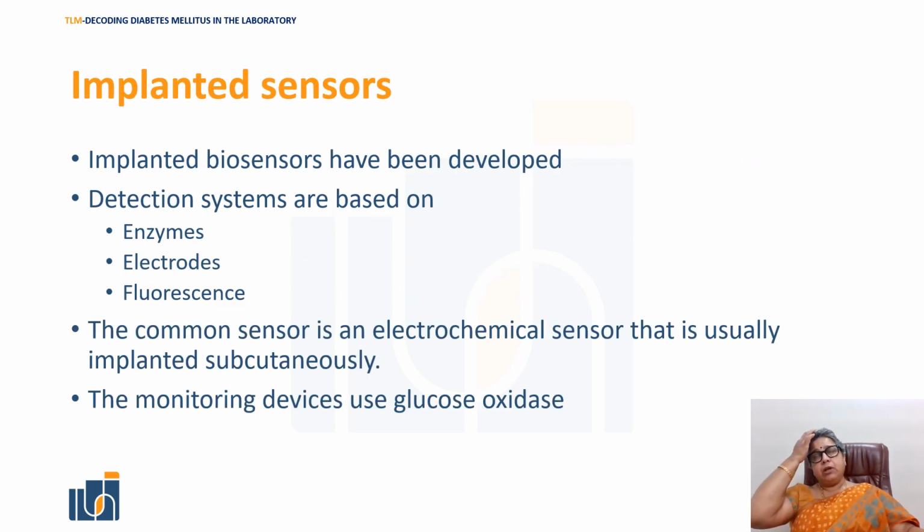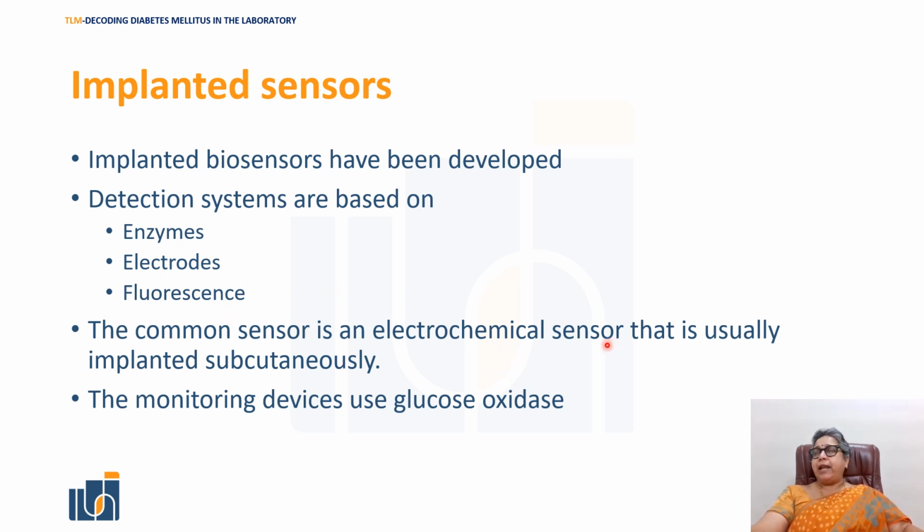Now we also know that we have what are called implanted sensors, especially used in those patients where the glucose level is fluctuating. If I measure my glucose level 4 times a day and find that the variability is very high, it's not following a definite pattern. Even if I eat, my sugars are falling, or even if I don't eat, my sugars are very high. Then we use what are called implanted biosensors or continual monitoring of glucose. Just like you have the Holter to continuously monitor your heart, you have these biosensors which will continually monitor your blood glucose levels. These detection systems are based on enzymes or electrodes or fluorescence.